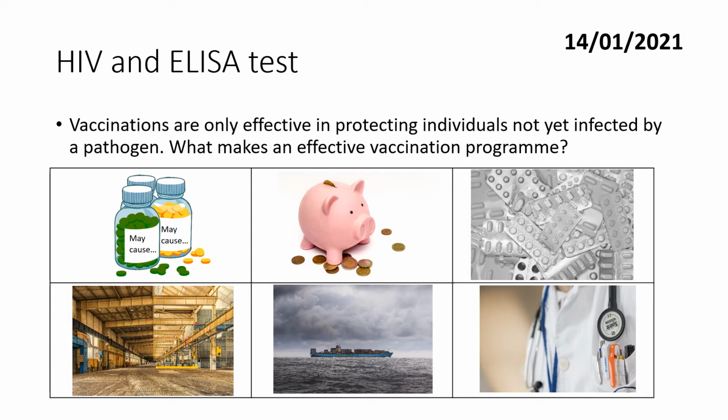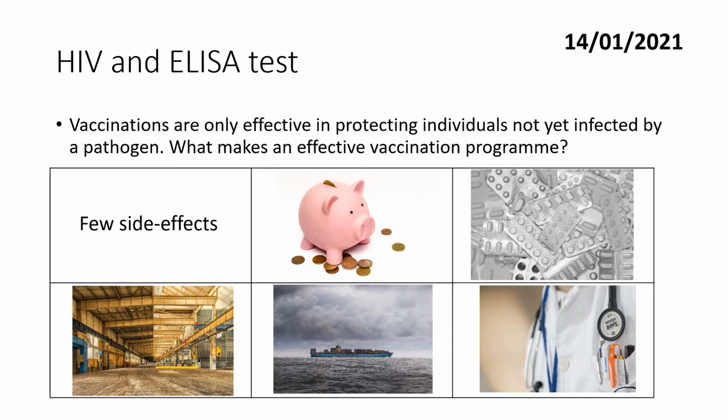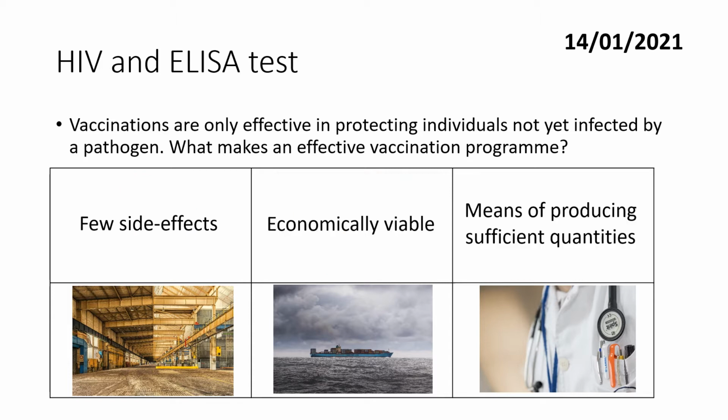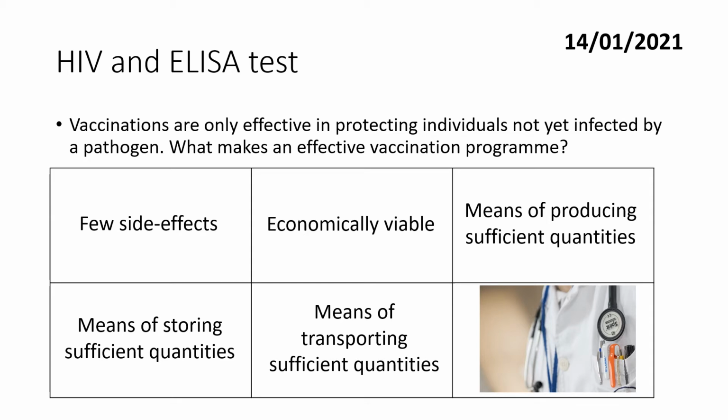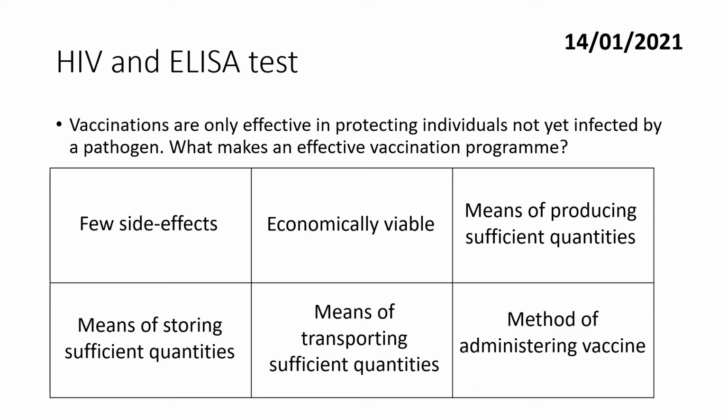There are 6 different pictures, and if you've gone through some of the other presentations on vaccines, you will have seen this already. But what we've got is it needs to have few side effects, it needs to be economically viable as a vaccine. We need to make sure we can produce large enough quantities, we can store large enough quantities, we can transport large enough quantities, and when we get it to where it needs to go, we've actually got a method of administering the vaccine to individuals as well.